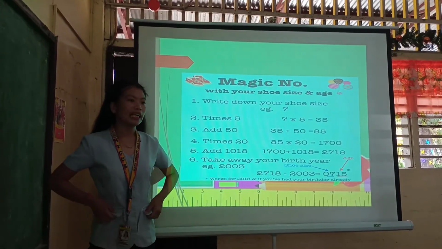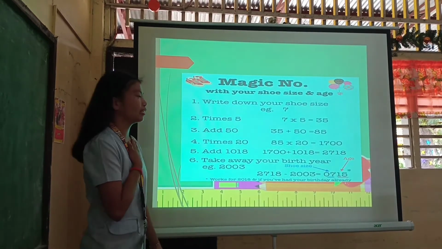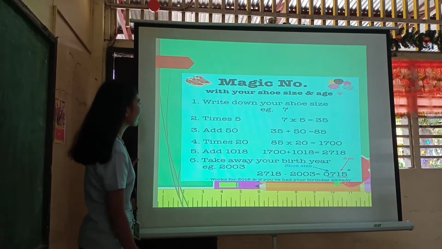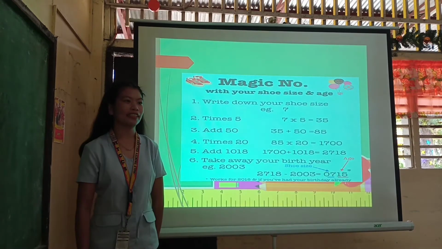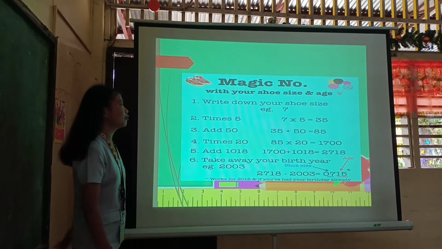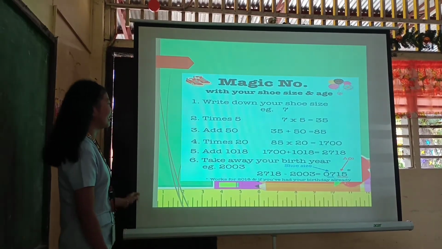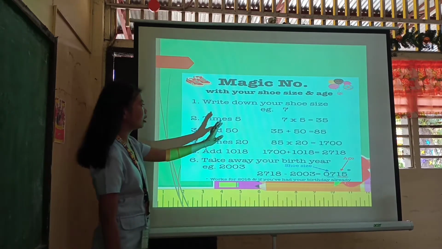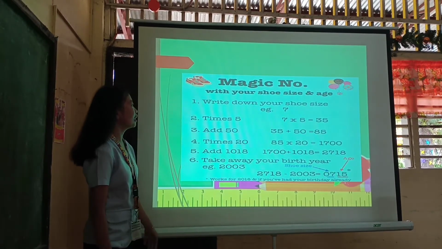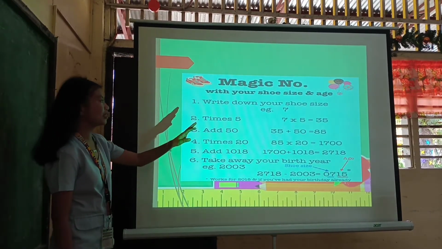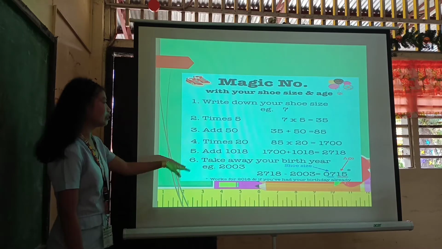So, before we start, let us have an energizer or drills for you to have energy before we start our lesson. Number one, write down your shoe size. For example, your shoe size is 7. Then, your shoe size will be times 5. Do you get it? Yes, ma'am. And then, add 50. For example, 7 times 5 equals 35. And then add 50, and then times 20.